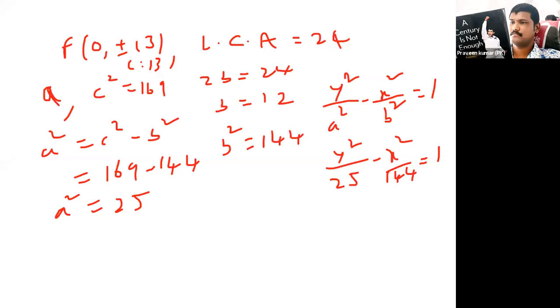Next question. Can I move? Be ready. See, conjugate axis they given means y axis, 2b. Transverse axis means 2a. Okay. Next question.